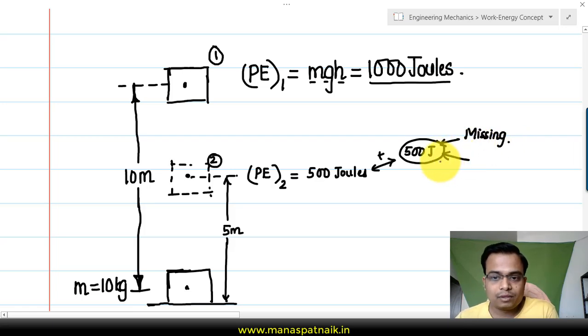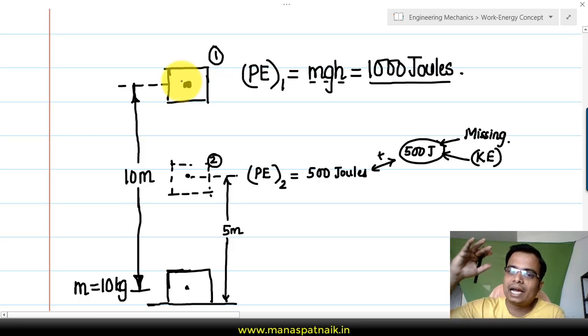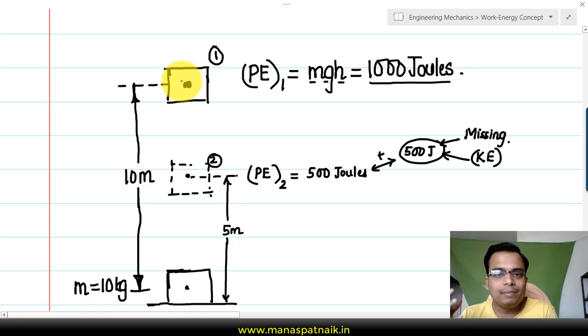This remaining 500 joules is nothing but the kinetic energy. Why is this the kinetic energy? Because here the object was stationary, at rest at a certain height, and at that position the object acquires potential energy, which worked out eventually as 1000 joules. Now half of that potential energy, that is 500 joules, has converted itself into what? Kinetic energy. That's the simple reason. And if you add this, potential energy at 2 is 500 joules, and the kinetic energy at 2 is also how much? This is 500 joules.